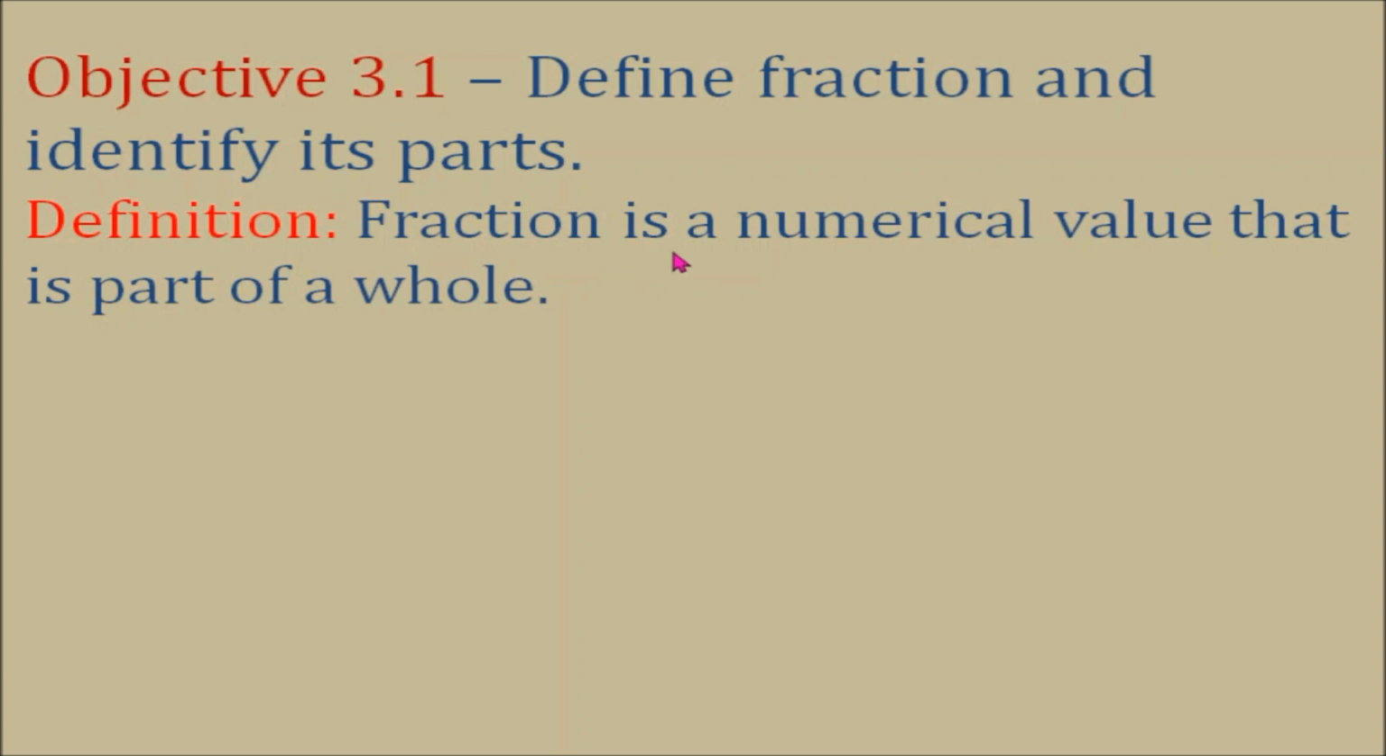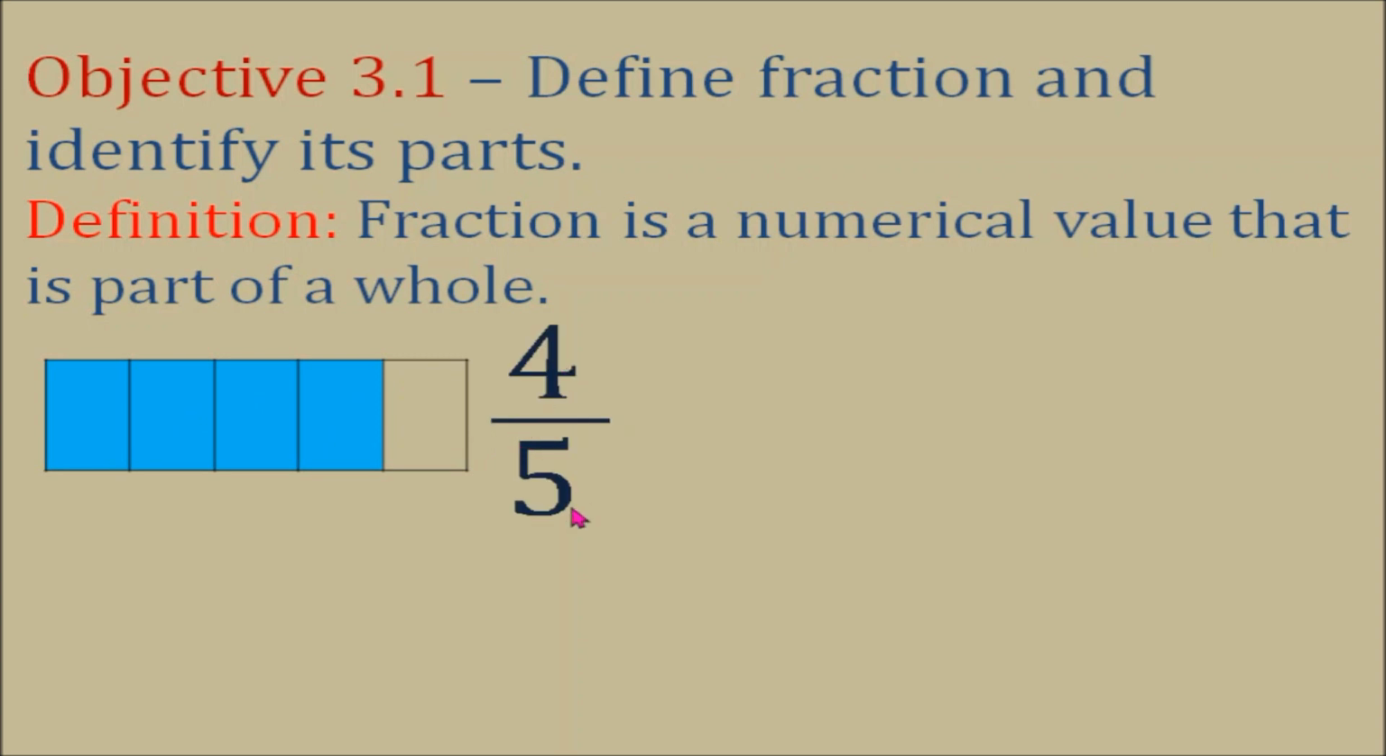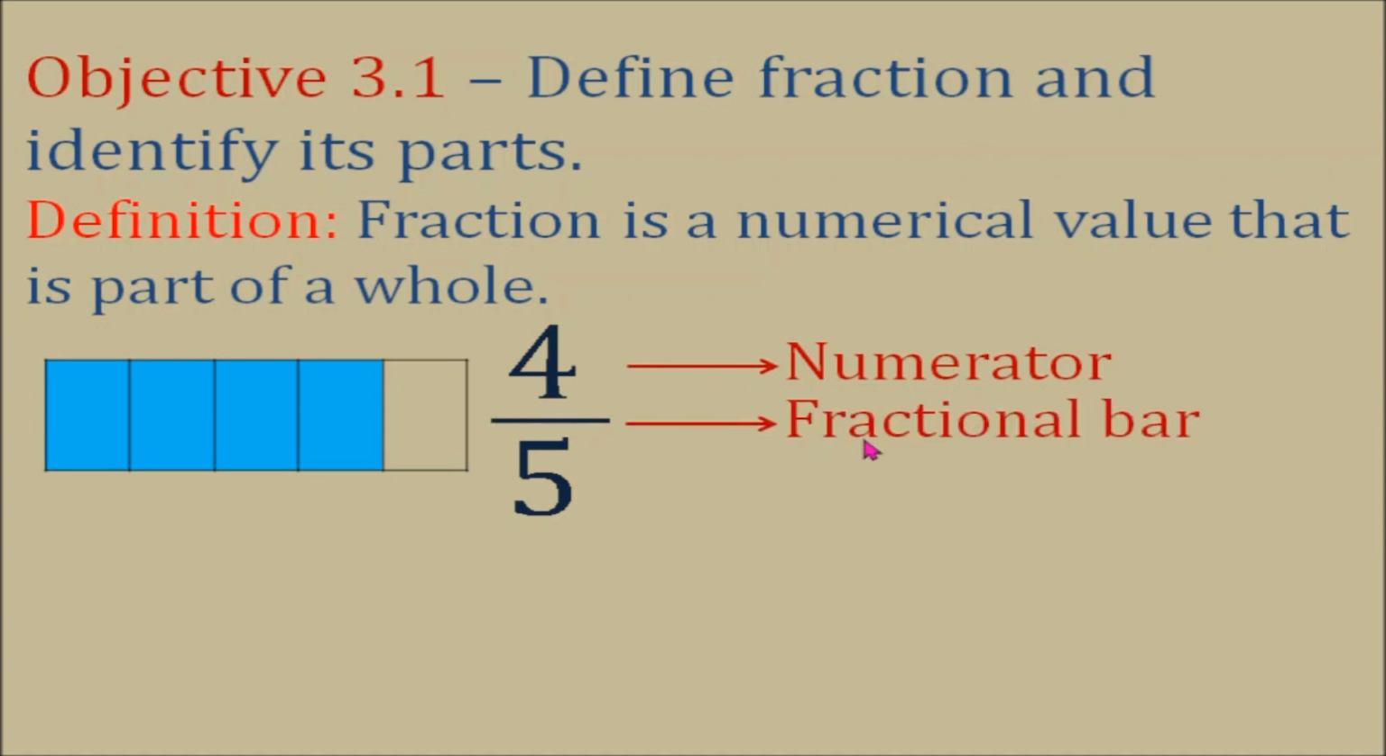A fraction is a numerical value that is part of a whole. So we have here a rectangle divided into 5 equal parts. The shaded region can be represented by the fraction 4/5, meaning 4 parts out of 5 equal parts. This top number is called the numerator, this line here is called the fractional bar, and 5 here is called the denominator.